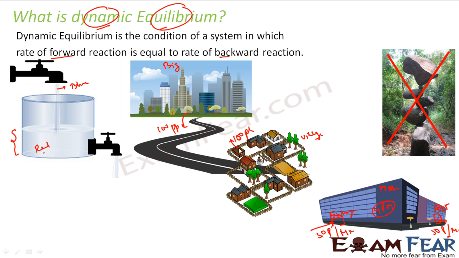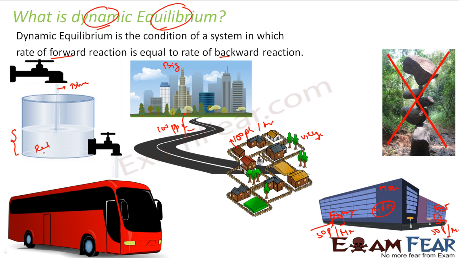But if you see here, the number of people going in and coming out is same. There is equilibrium, and let's suppose this happens every hour, 100 people go from here to here, every hour 100 people come from here to here. So at the end of the day, both are in equilibrium, but the people are changing, right? So it's dynamic equilibrium.